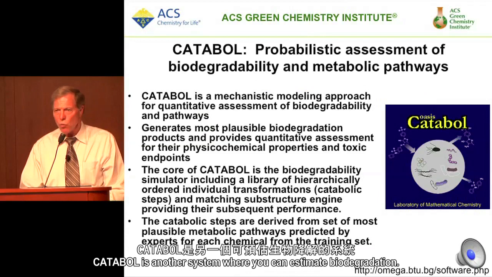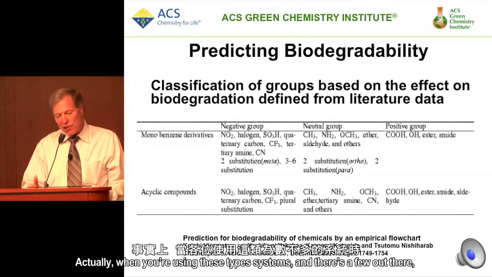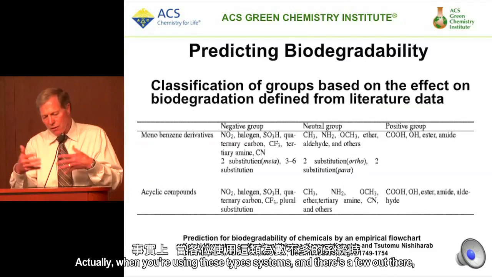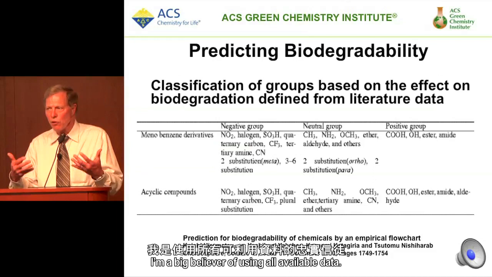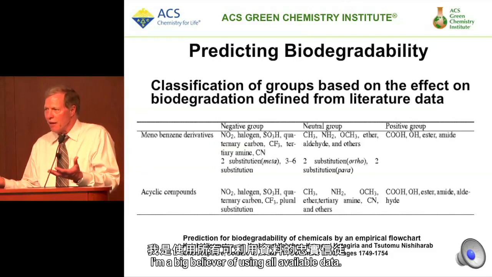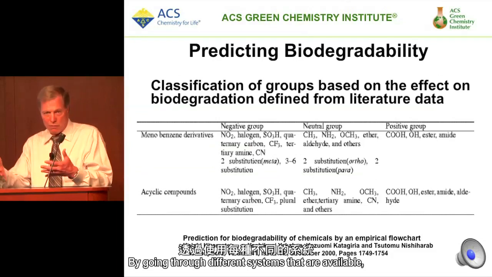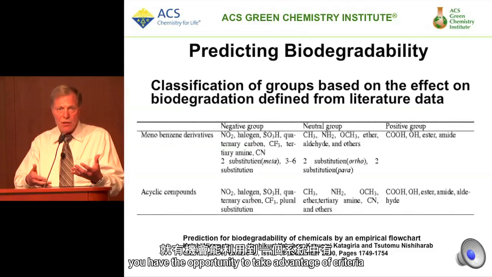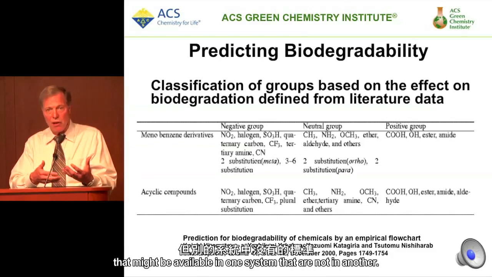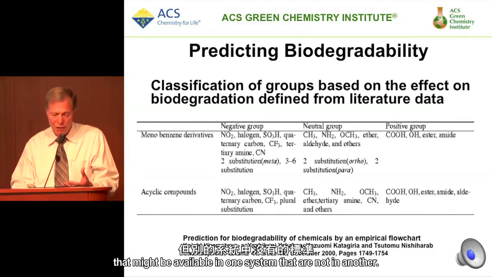Catabol is another system where you can estimate biodegradation. And actually, when you're using these types of systems, there are a few out there. It's good to use them all. You know, I'm a big believer in using all available data. So by going through different systems that are available, you have the opportunity to take advantage of criteria that might be available in one system that aren't in another.